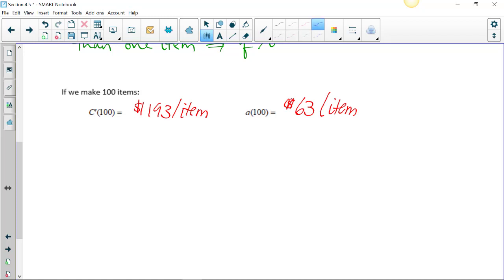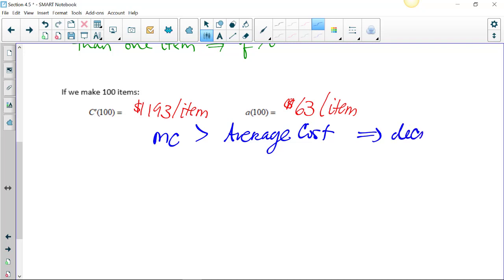So I can see here that if I make that next item, my marginal cost is $193. My average cost at 100 items is $63 per item. So I can see here that my marginal cost is greater than my average cost. So not a good idea to make another item because it's costing us more per item. It will raise our average cost. So the idea here is then that we should decrease production to lower our average cost.